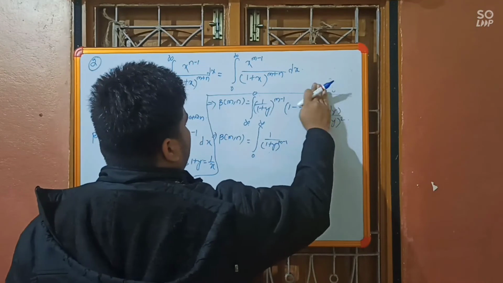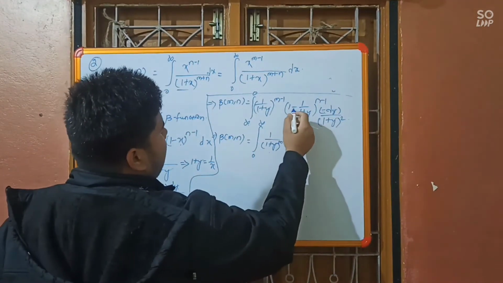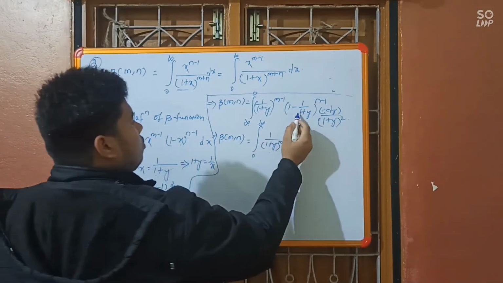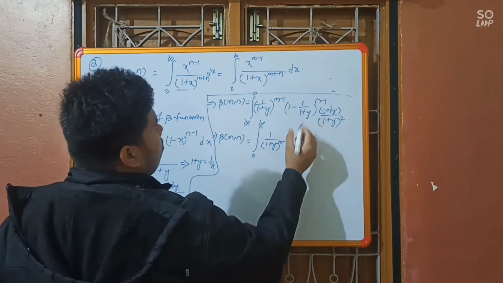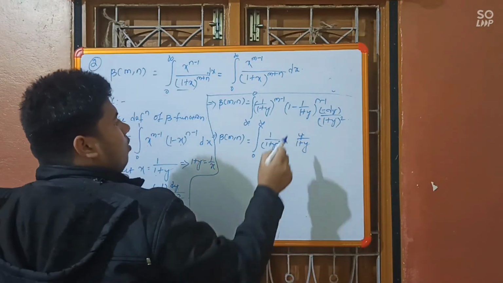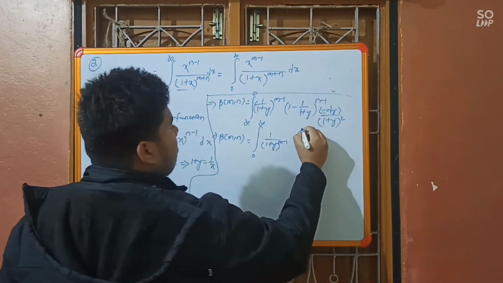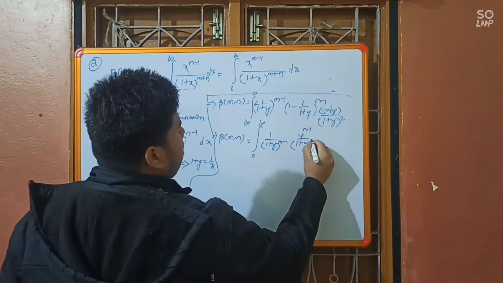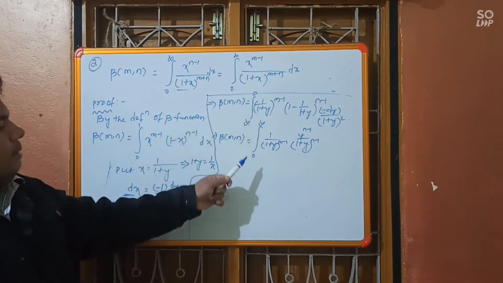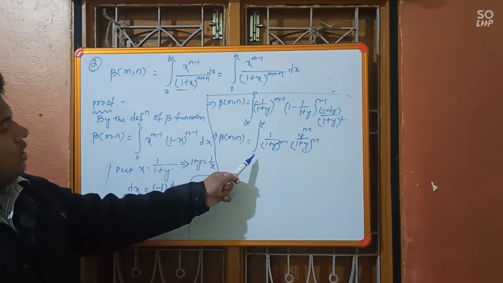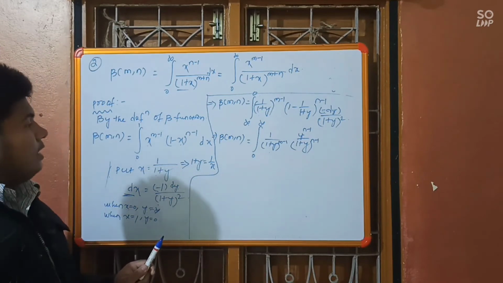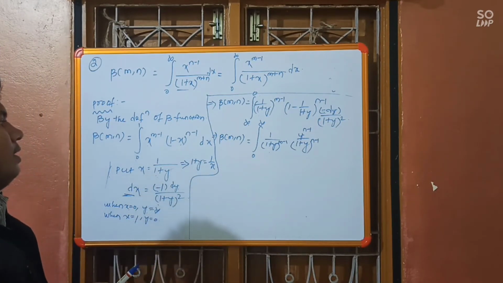Okay, so again open this: 1 plus y, taking the LCM, 1 plus y minus 1, the 1 and 1 cancel, so y by 1 plus y, whole power n minus 1. So y to the power n minus 1 and (1 plus y) to the power n minus 1 also. Here, in the place of the limit from infinity to 0 we put 0 to infinity, that is an interchange, because of this minus sign. We studied this property of definite integrals in plus 2 class.